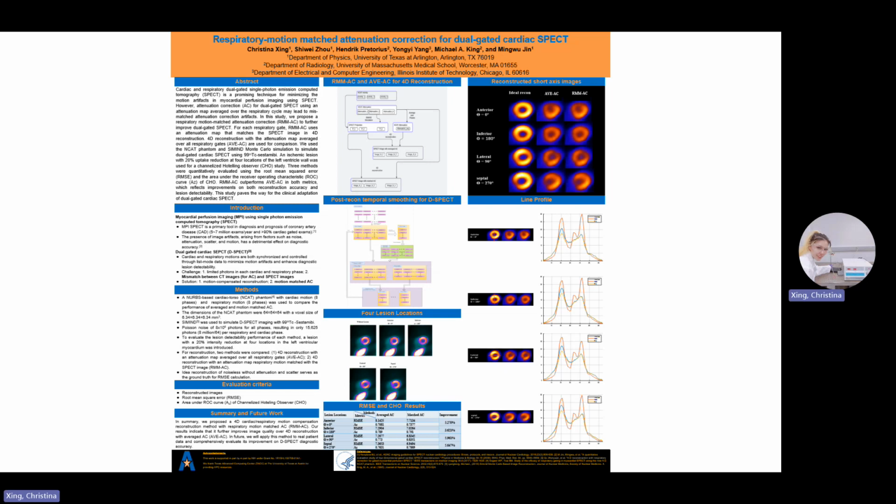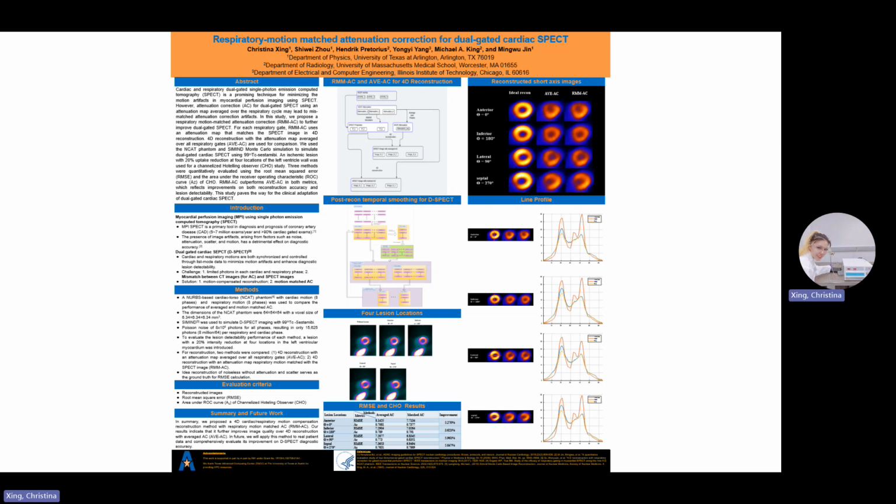SPECT MPI images suffer from various degrading factors, including attenuation, scatter, spectral blurring, and patient motion. For dual-gated imaging, the projections are synchronized with both respiratory and cardiac motion. In our methodology, NCAT phantoms with cardiac motion and respiratory motion were used to compare the performance of average and motion-matched attenuation correction. SIMIND was used to simulate dual-gated SPECT imaging with technetium-99m.